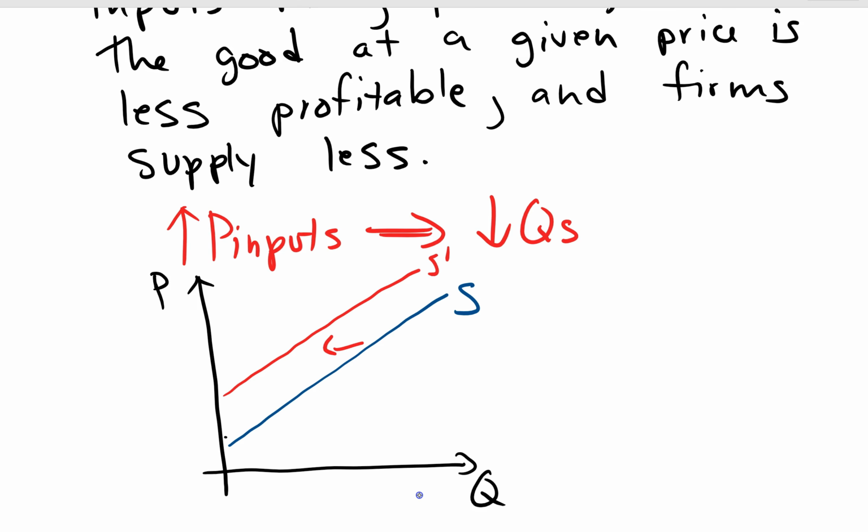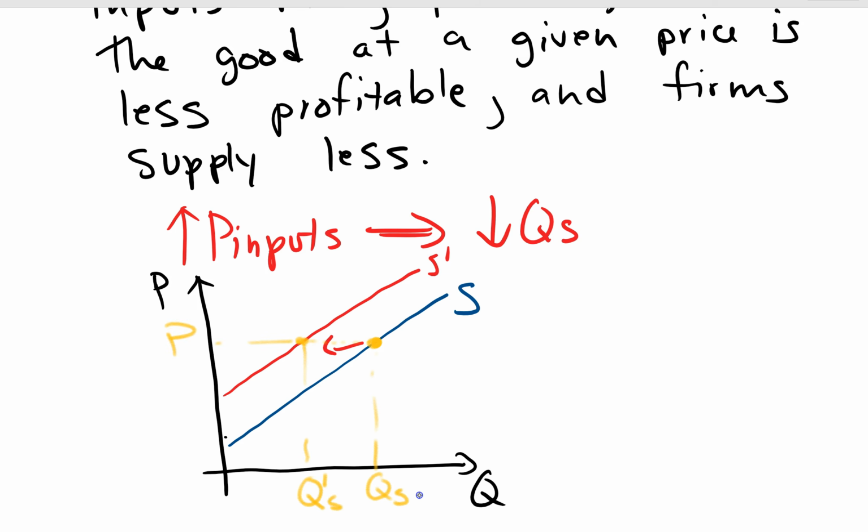Now some of you might be thinking, well, it looks like it's going up, but actually if you look at a specific point, like here, then at that same price, the quantity they wanted to supply was here before, and now the quantity is back here. So it indeed is a decrease in the willingness to supply at any given price.